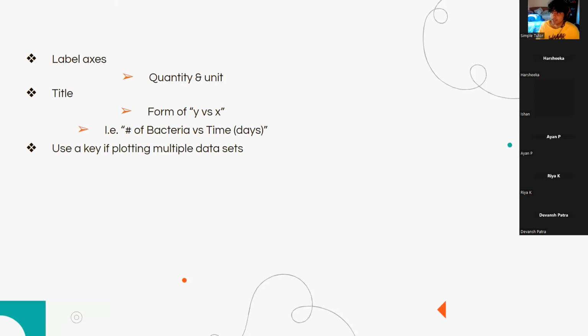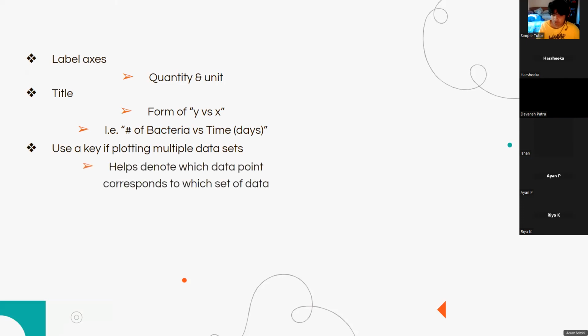We want to use a legend or key to graph these multiple data sets. A key is really a way of denoting which data set belongs to which, so that the grapher doesn't get confused, and then the reader doesn't get confused in the future as well. You can do this by coloring your points differently, or drawing a little shape on one of them. So just making sure you have the legend, and also incorporating that in your graph is important.